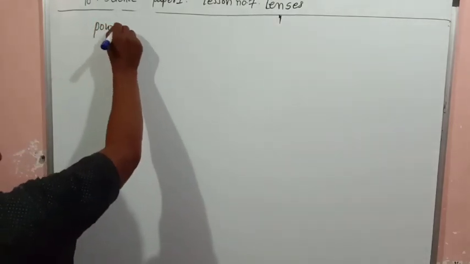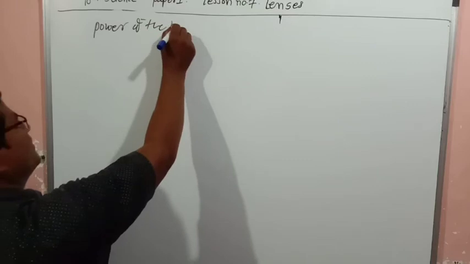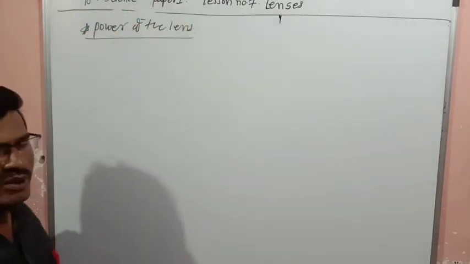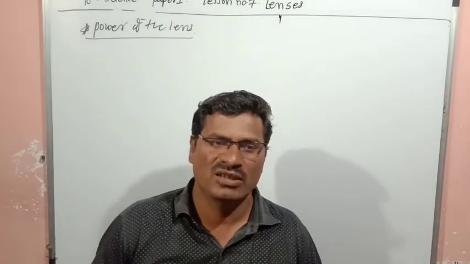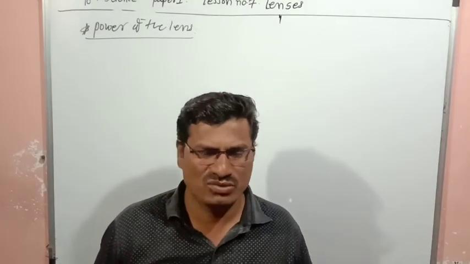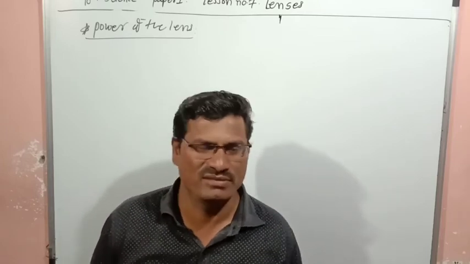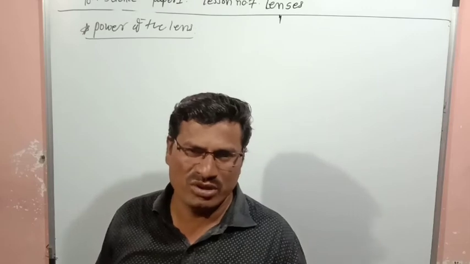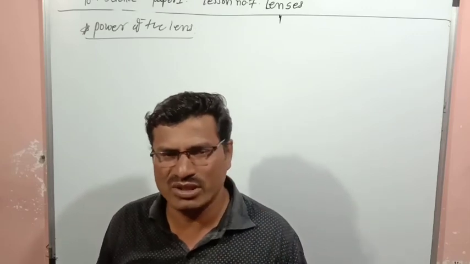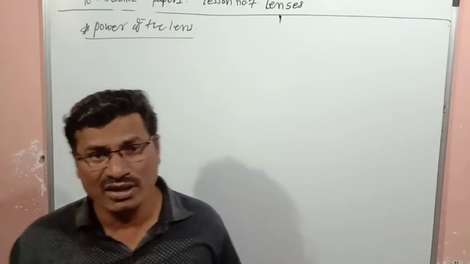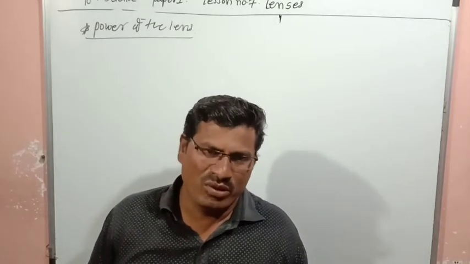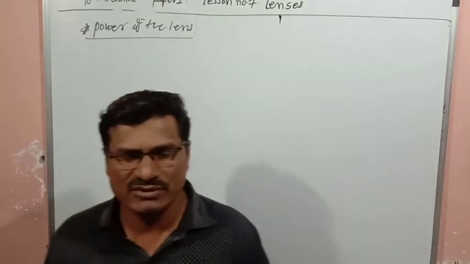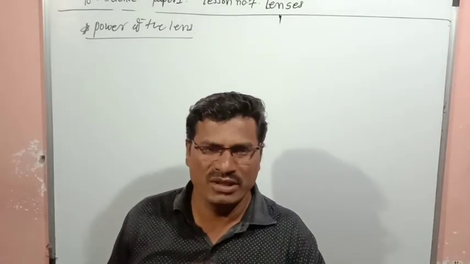Power of the lens. So what is meant by power? Power of the lens is the capacity of the lens to converge or to diverge the light rays. That capacity you are saying, power of the lens. Power of the lens is denoted by the letter P.